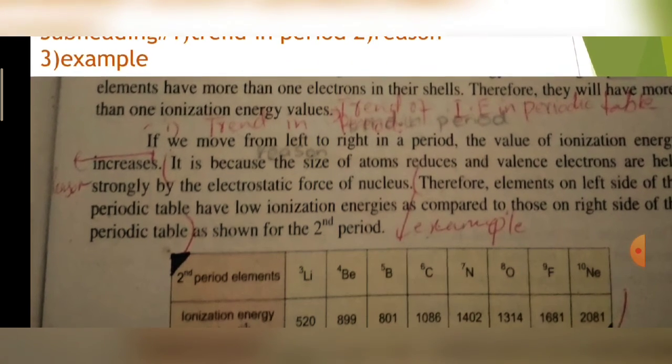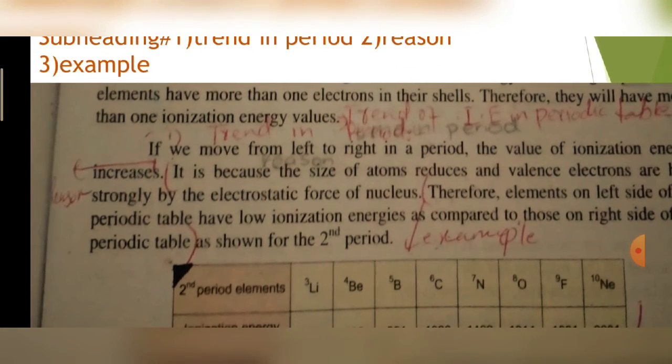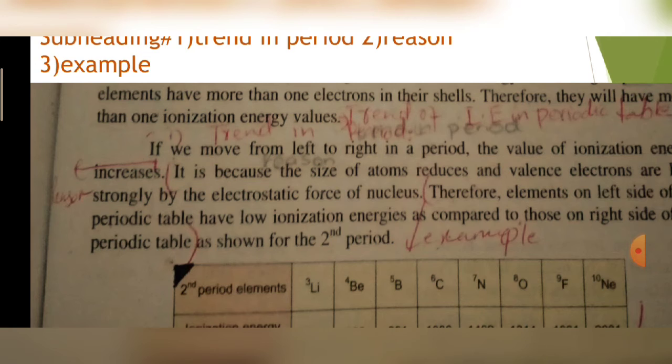This is the trend. After that, the second subheading is reason. What is the reason why the ionization energy increases? Because we know that it is related to the atomic size. Atomic size decreases, and there will be more attraction between the nucleus and outer shell electrons. That's why it will be difficult to remove an electron from the outer shell. So when the atomic size decreases from left to right in the period, ionization energy increases.